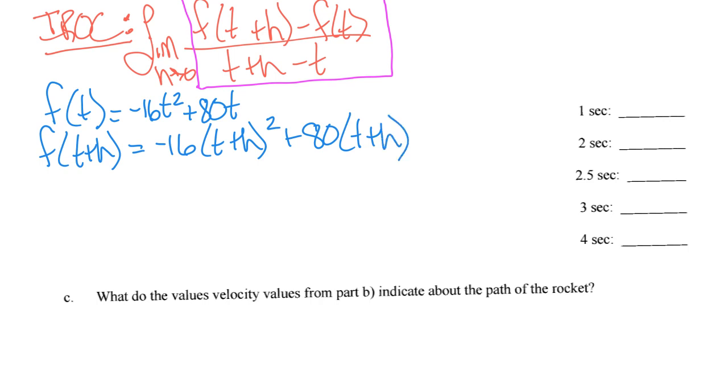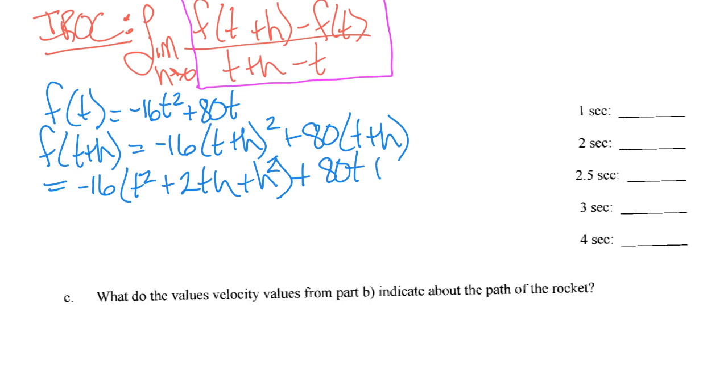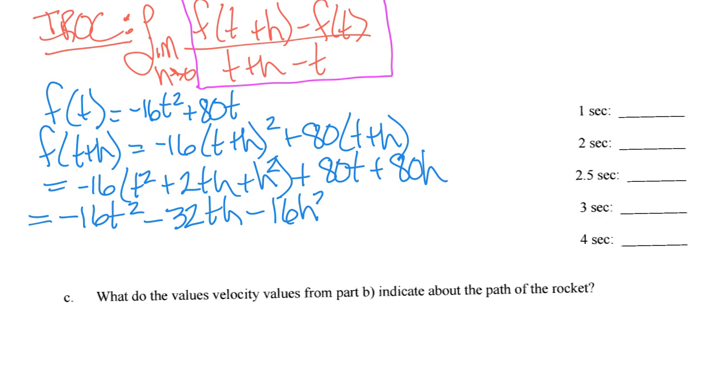Okay, so we need to expand that. We're going to get negative 16 times t squared plus 2th plus h squared. We'll have to distribute our negative 16. I'm also going to distribute my 80, so plus 80t plus 80h. Let's distribute our negative 16. We get negative 16t squared minus 32th minus 16h squared plus 80t plus 80h.